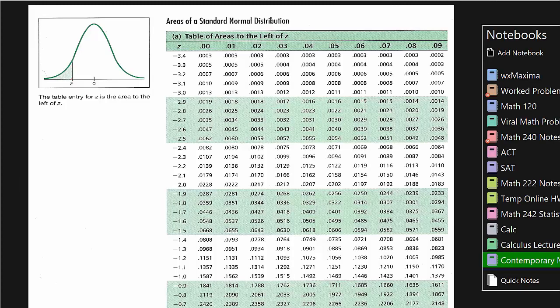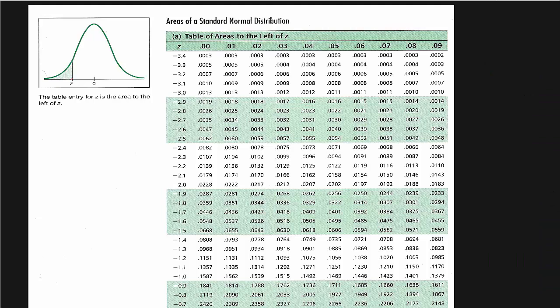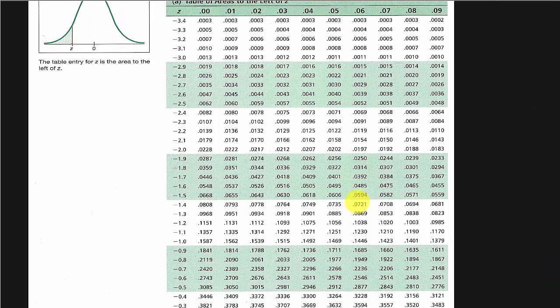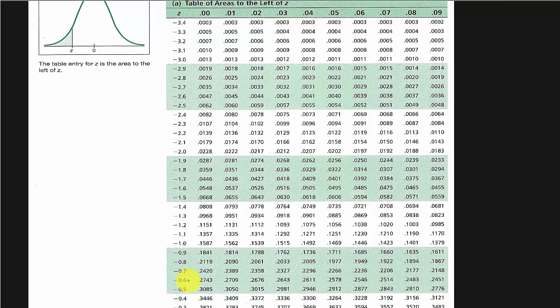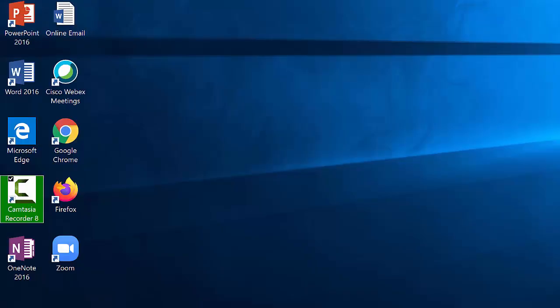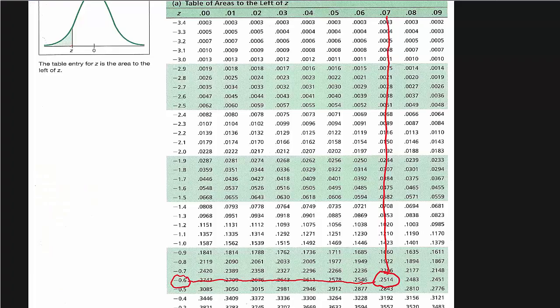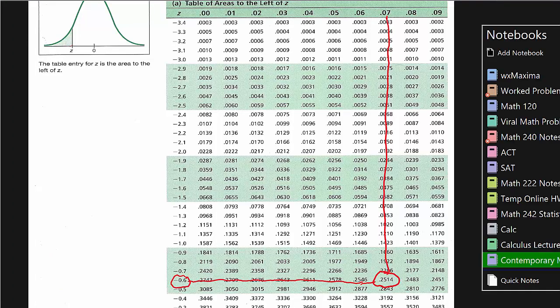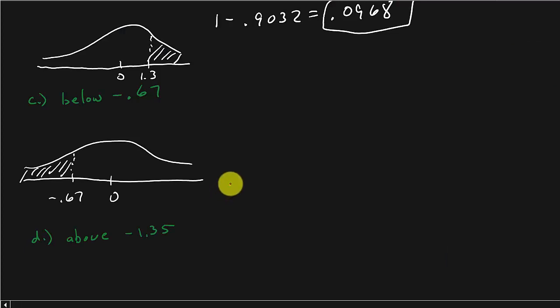So let's come over here, and we need to go to the negative z table. So we're looking for negative 0.67. So there's negative 0.6, see the negative 0.6 right here. And the second decimal place is a 7. So we've got to come all the way over to this column. And there's our area, 0.2514. That's the area.